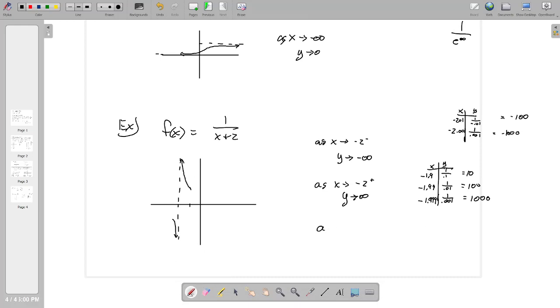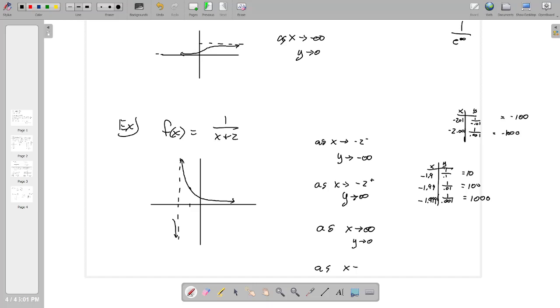So we say, well, what's happening as x goes to infinity? Well, we can see as x is going to infinity, we would end up with 1 divided by a very, very, very large number, which is essentially 0, right? 1 divided by a massive number means that our y value here is going to be close to 0. Now, since we're above this, it's going to come down like this and get closer and closer to 0.